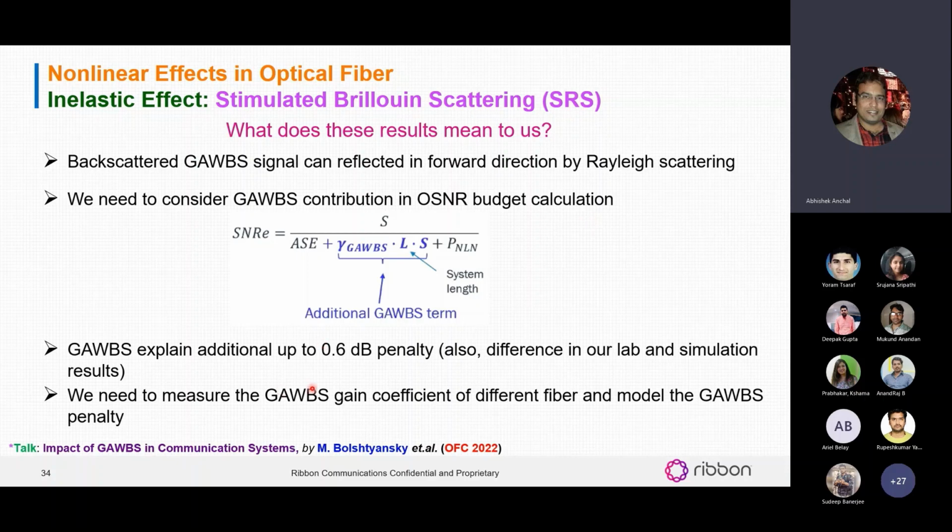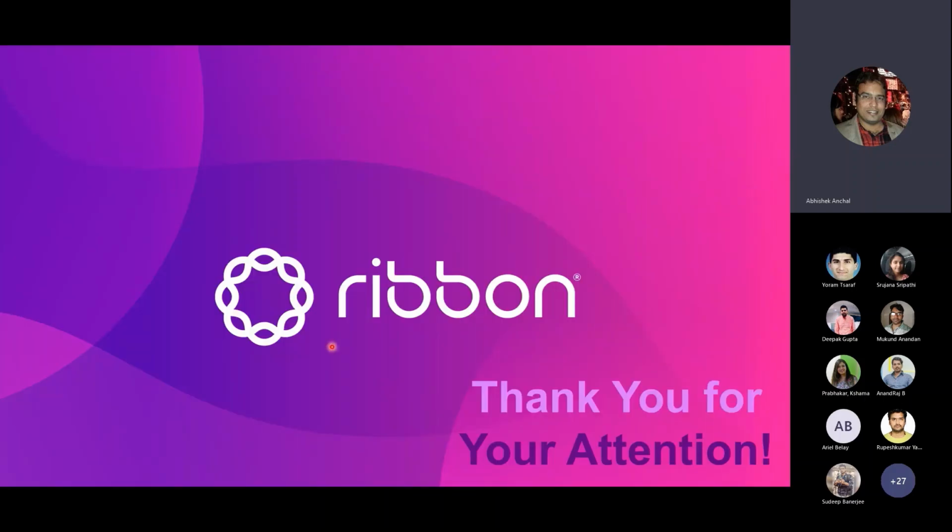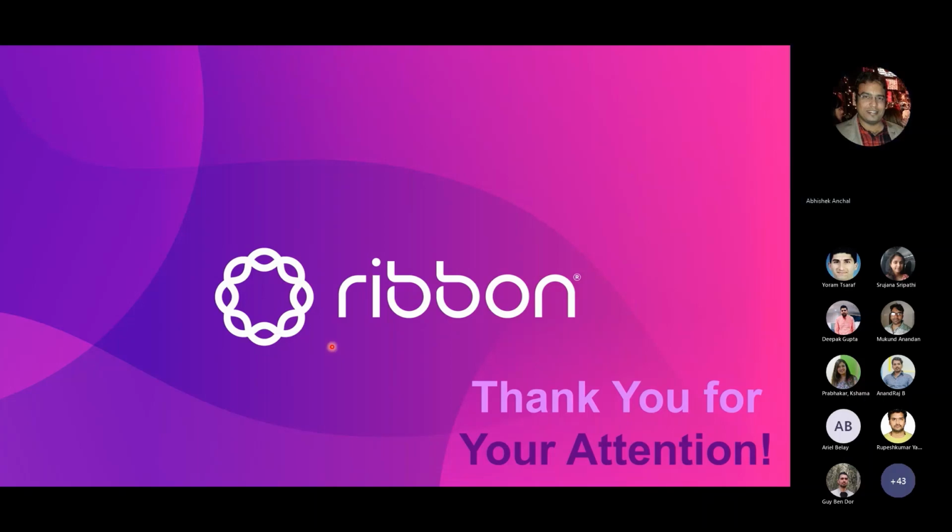So we are also planning, in the coming future, to at least observe this effect in the lab and see whether this is present in our system or not. So that's all for today. I tried to cover most of the effects in the time. I will share the PPT and the recorded video, and if you have any question, you can ask.